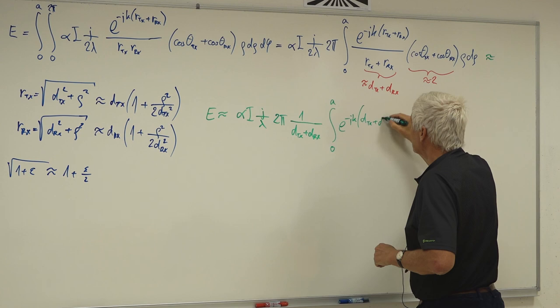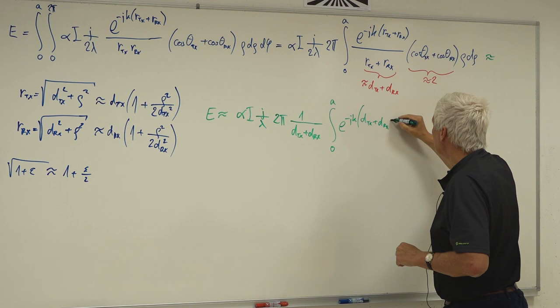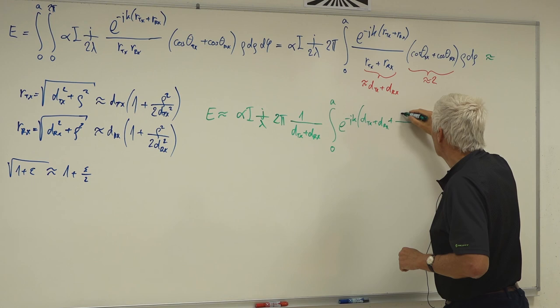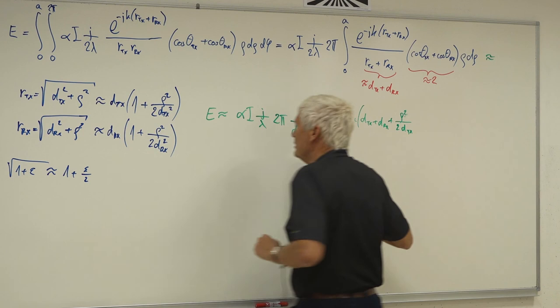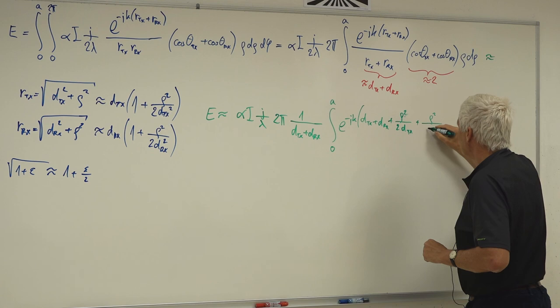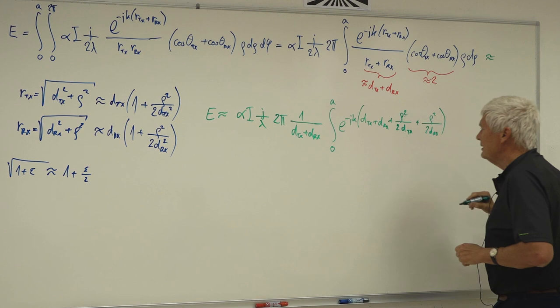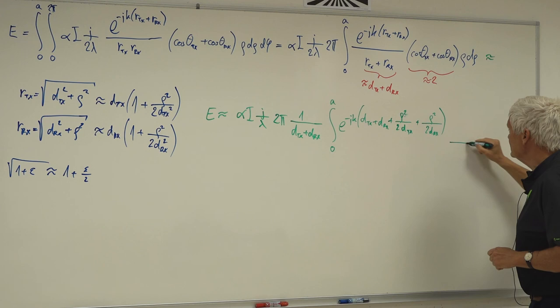plus rho squared divided by 2 dtx. If I multiply this with dtx, one goes away, it's no longer squared. Plus rho squared over 2 drx. End of parallel. And this is all exponent. Times rho d rho, this is d rho squared halved.